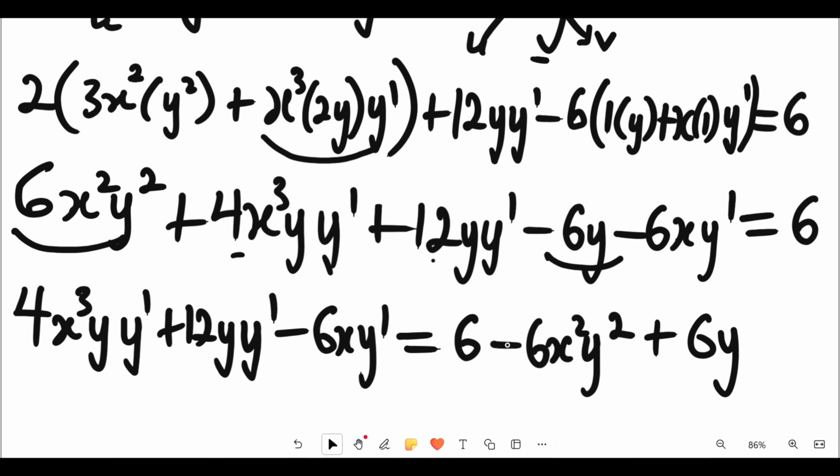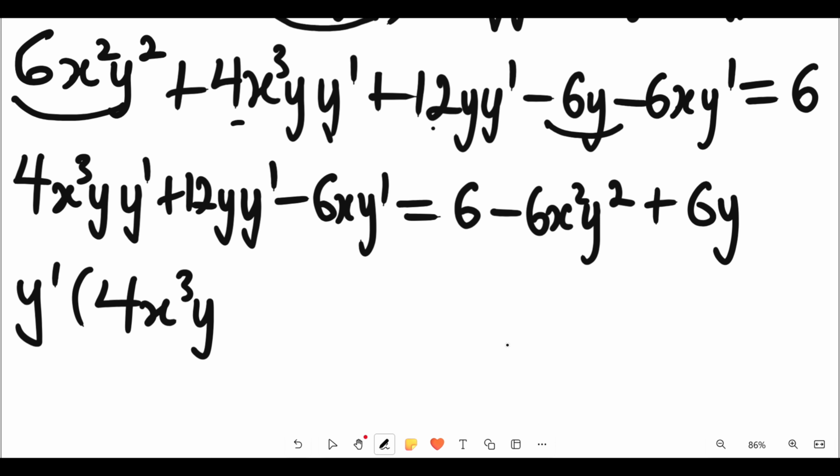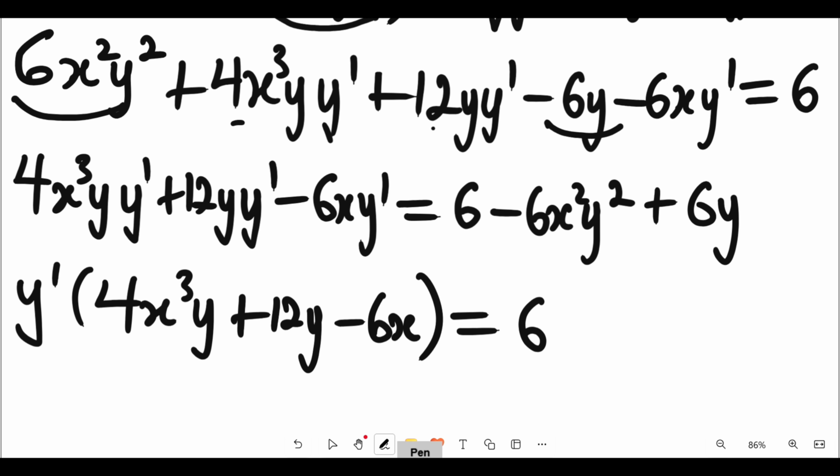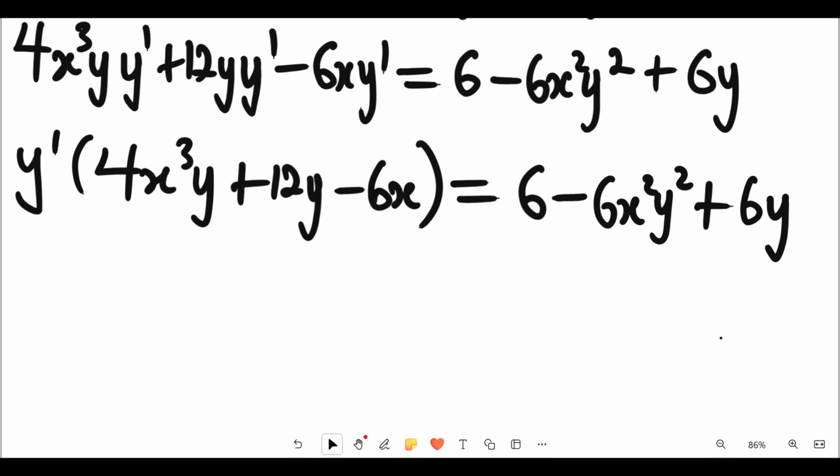Alright. So let us count the terms. We have 1, 2, 3, 4, 5, 6. Here we have 1, 2, 3, 4, 5, 6. Alright. So let us factorize our y prime out. So it's going to be y prime times the bracket of 4x cubed y plus 12y minus 6x, close bracket, all equal to 6 minus 6x squared y squared plus 6y.